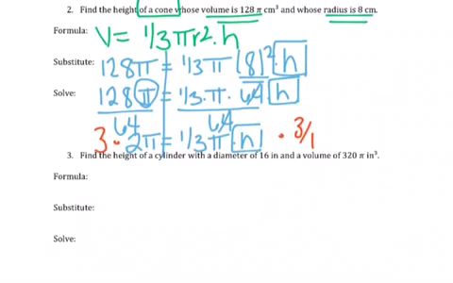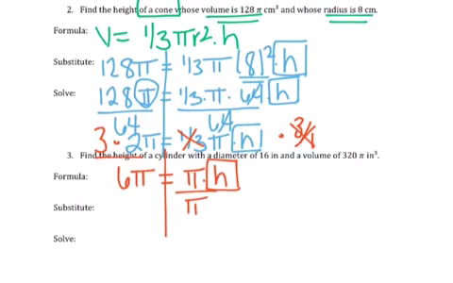1/3 times 3 gives me 1. And 3 times 2 gives me 6, and then bring down your pi. So 6 pi is equal to pi times the height. Now all I have to do is divide both sides by pi to get rid of that, which, lucky for us, they just cancel on both sides. So you're left with 6 is equal to the height of that cone.